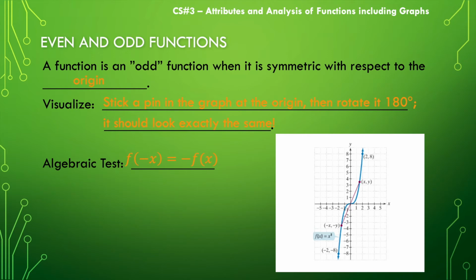Let's take a look at this one. f of x here is x cubed. The first thing we need to find is f of negative x. When I substitute negative x for x, I'm taking negative x and cubing it. That's negative x times negative x times negative x, and so that will end up being just negative x cubed. At this point, I know what f of negative x is, and I know what f of x is. And this is the even test.